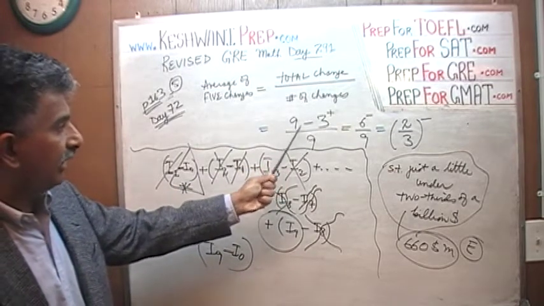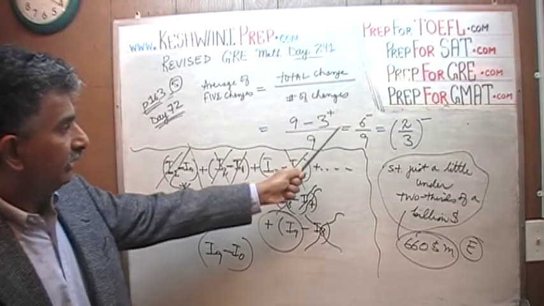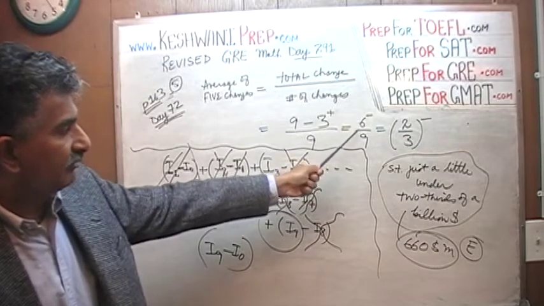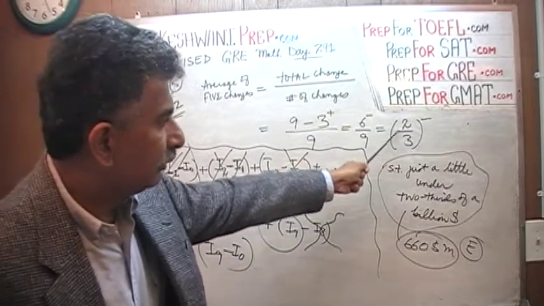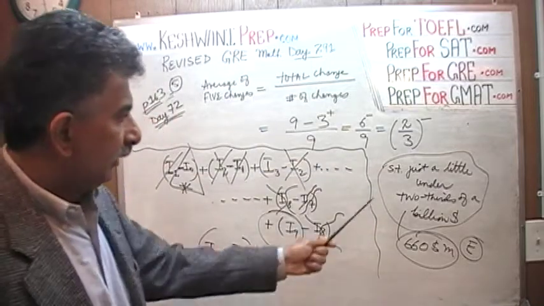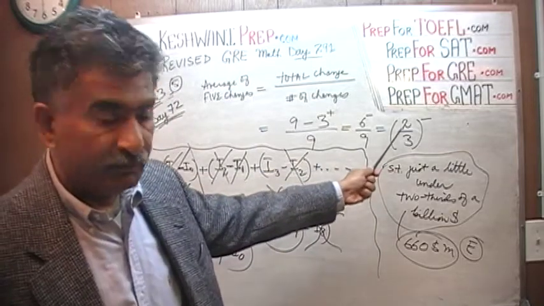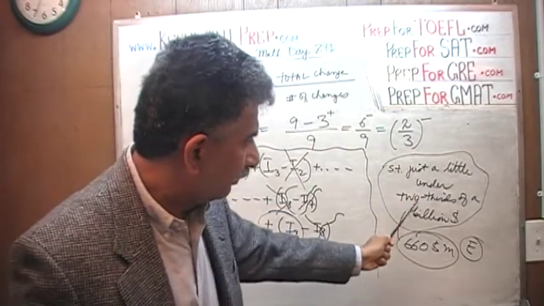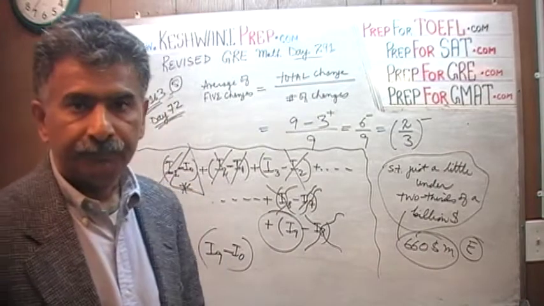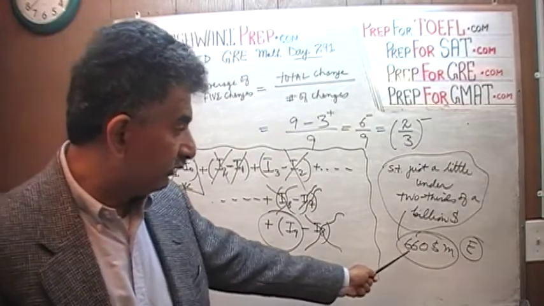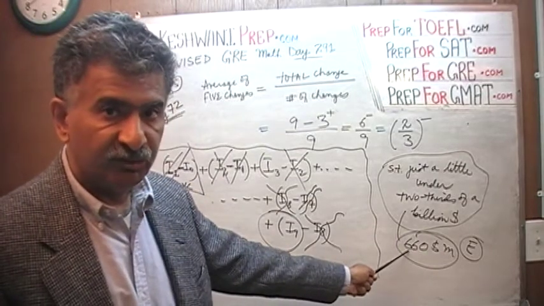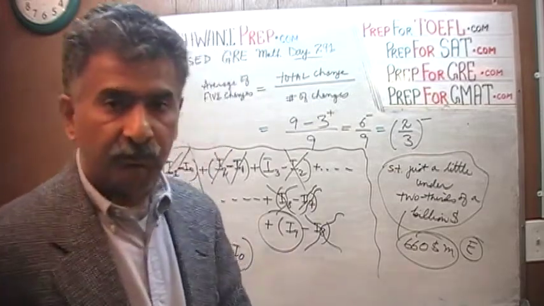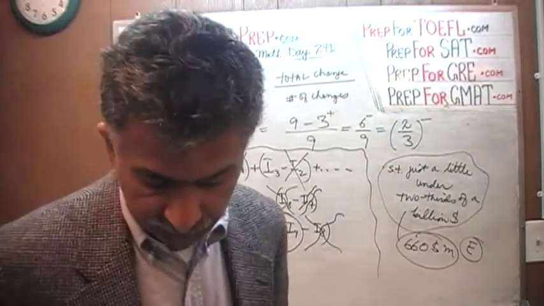We had 9 changes. So 9 minus something more than 3 is going to be something under 6, divided by 9. Something under 6 divided by 9 is going to be something under 2/3. And of course these are figures in billions of dollars. So something just a little under 2/3 of $1 billion. I was going to write 666 or 667, but 660 is good enough. And the only figure that comes close to 660 is 640.